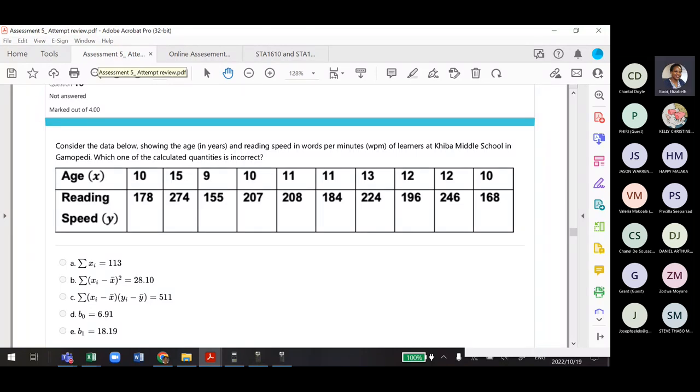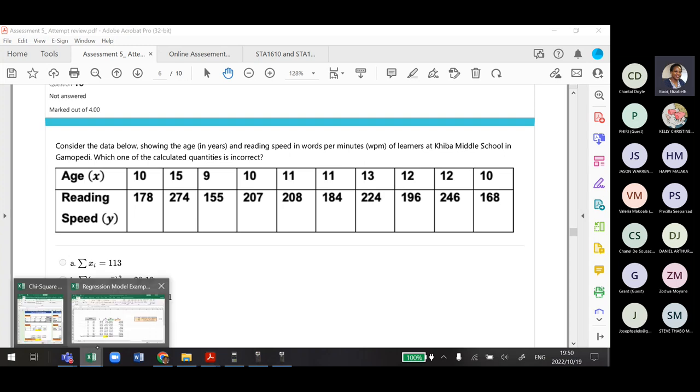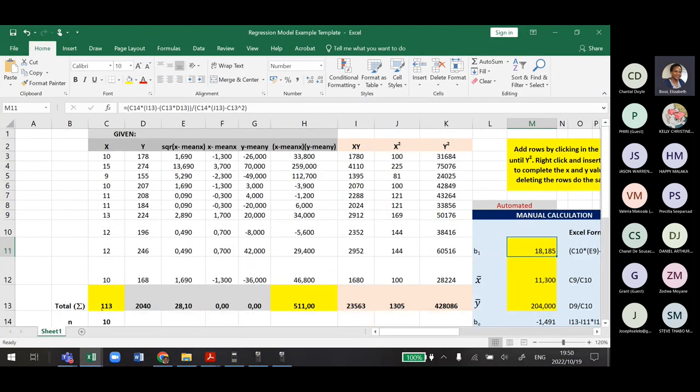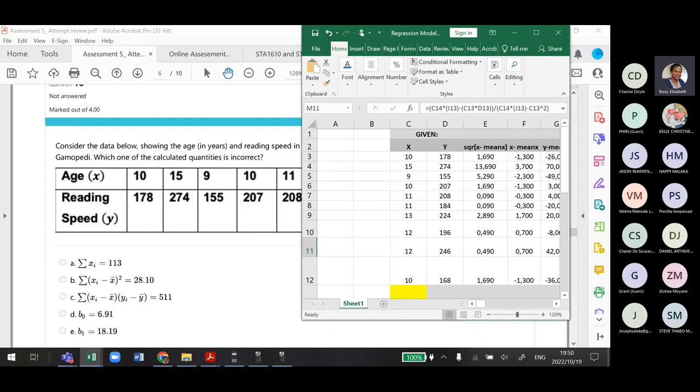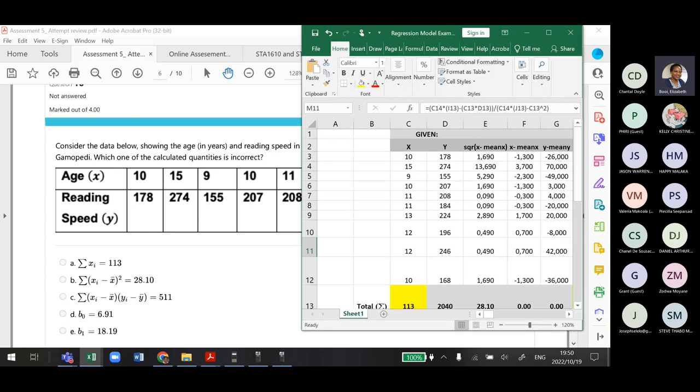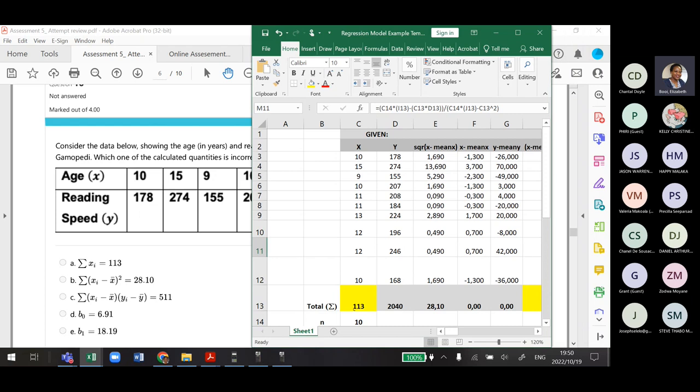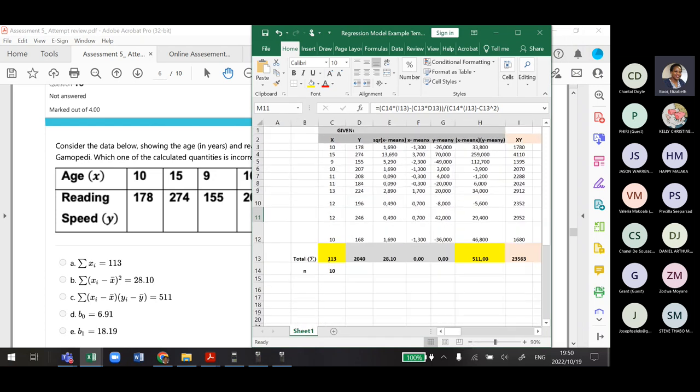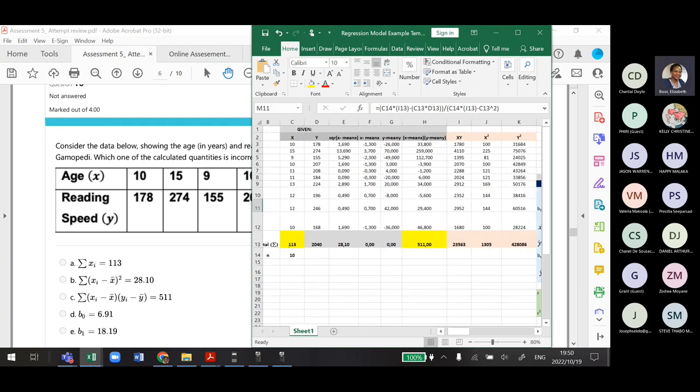This is another question. Consider the data following the age in years and the reading speed in words per minute of learners at Kiba Middle School in Ramopedi. Which one of the calculated quantities is incorrect? You can use the template to do this. So remember, we do have this template. Now, because this template doesn't look exactly like the template or the values you have on there, you need to know what is happening on here in order for you to be able to answer your questions. So let's put it this way.